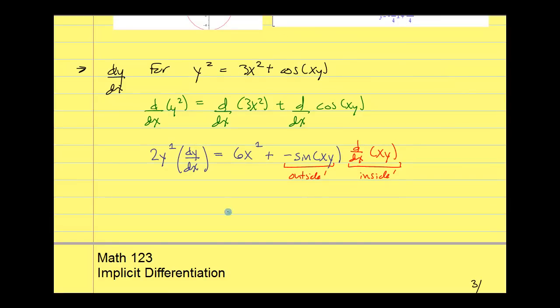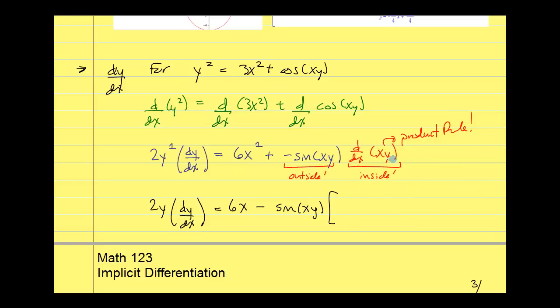So we have 2y dy/dx equals 6x minus sine xy, and then I need to multiply this by a product rule. To use the product rule here, I need those parentheses set up because this negative sine xy is going to have to distribute through. So I need a big set of brackets set up, and we work from here.